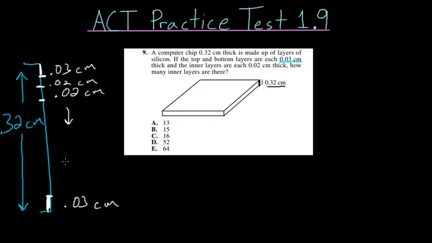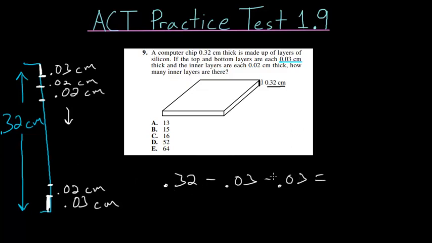So this continues all the way down until you reach the bottom layer, where you have these 0.02 centimeter thick layers of silicone. So basically, we need to figure out how much room we have left after removing the bottom and top layers. So if we subtract off from this total 0.32 the top and bottom, which are each 0.03, let's do that. We have 0.32 minus 0.03 minus 0.03. This will tell us how much room the inner layers take up.